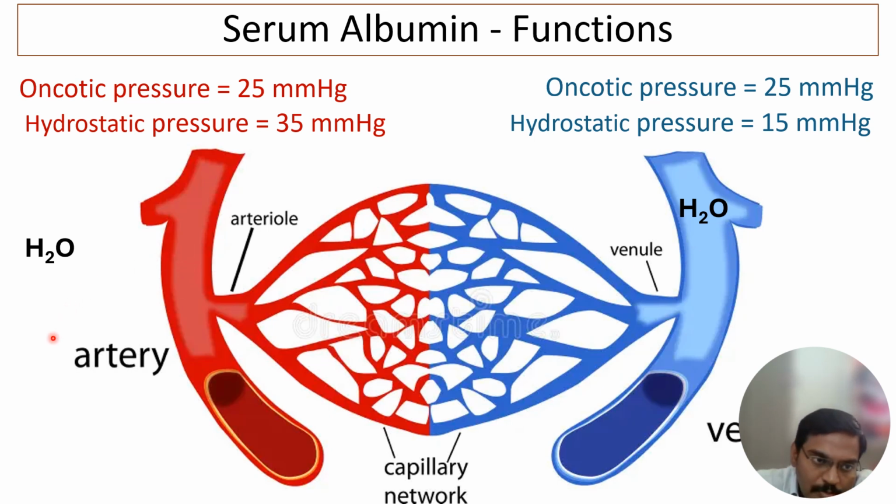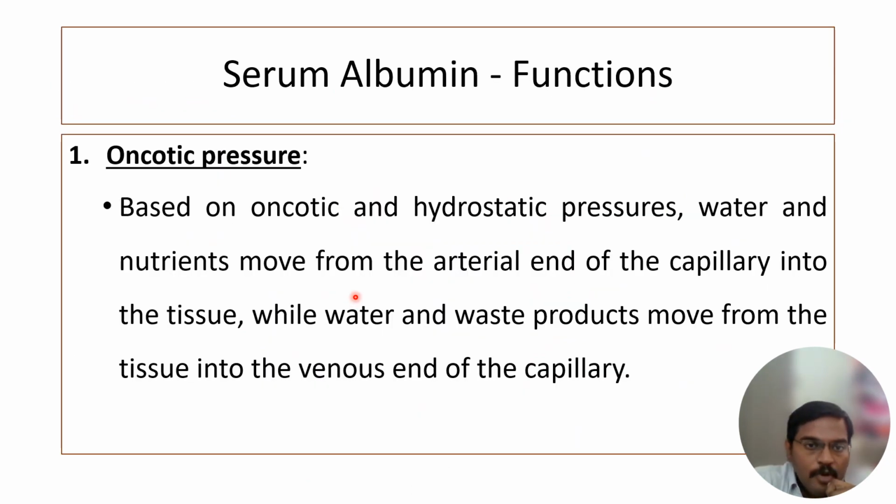So this is how the nutrition and water from the artery is mobilized into the peripheral tissue, and the waste product and the water is mobilized from the peripheral tissue into the vein. The same concept I have written in words. So you can pause the video and write it down. I told you the oncotic pressure and hydrostatic pressure are the ones which decide whether the water and the nutrition have to be moved out, or the waste product and the water have to be moved into the blood vessel.